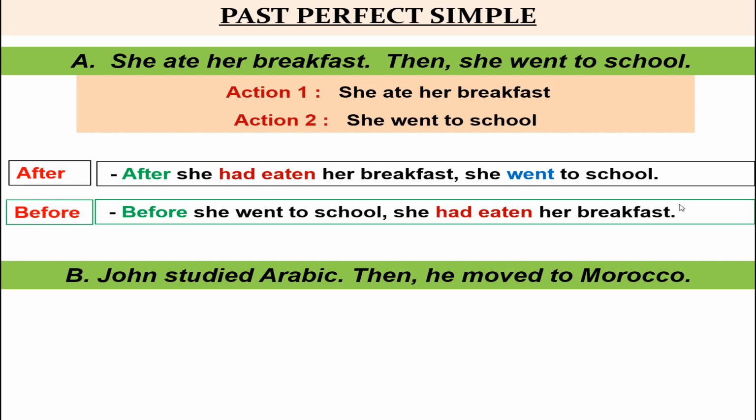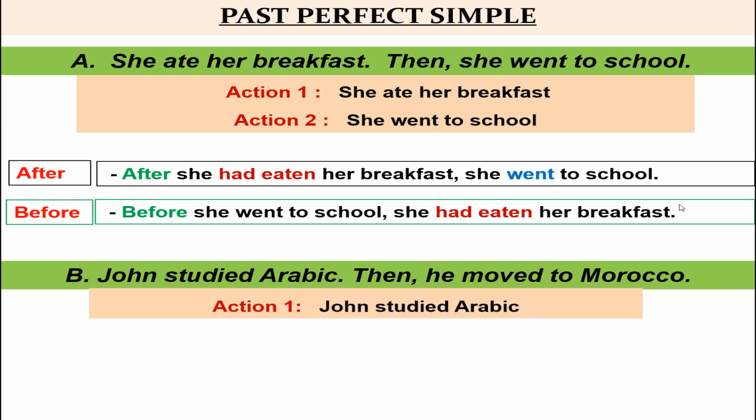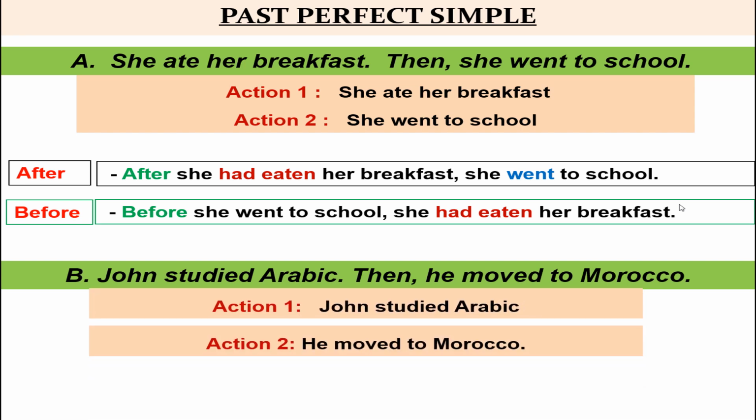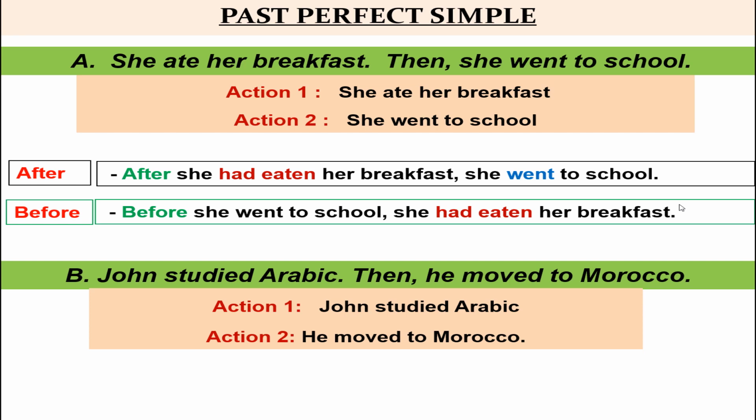Then he moved to Morocco. As you see here, we have two sentences. We need to see which action happened first and which one happened later. In your opinion, where is action 1? Excellent. Action 1, John studied Arabic. Action 2, he moved to Morocco.